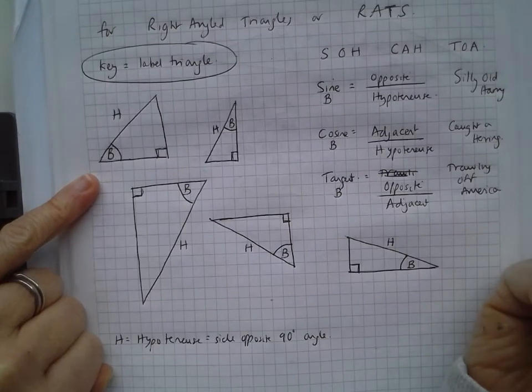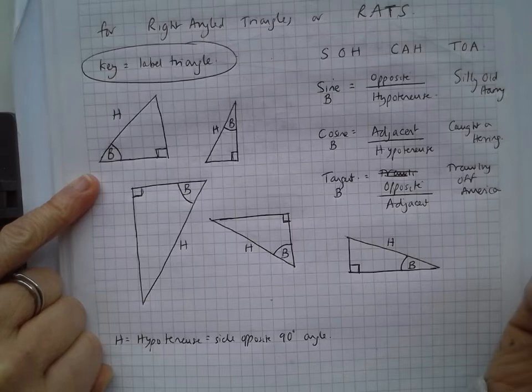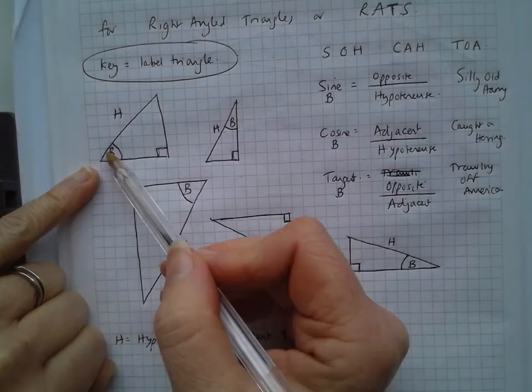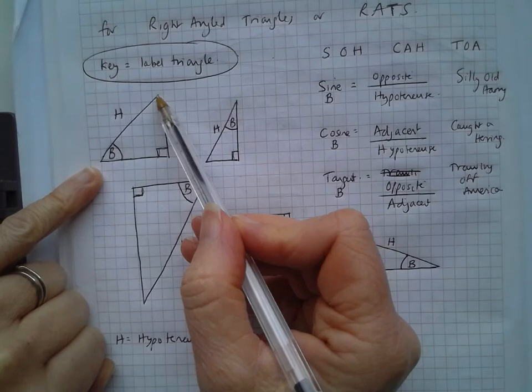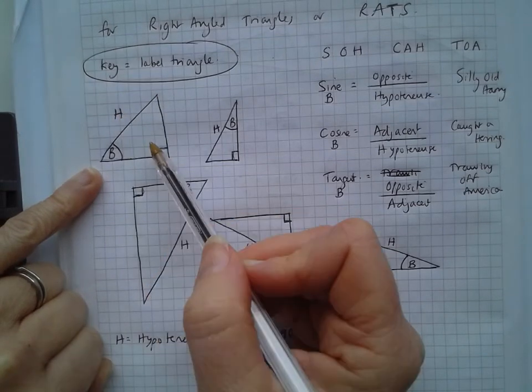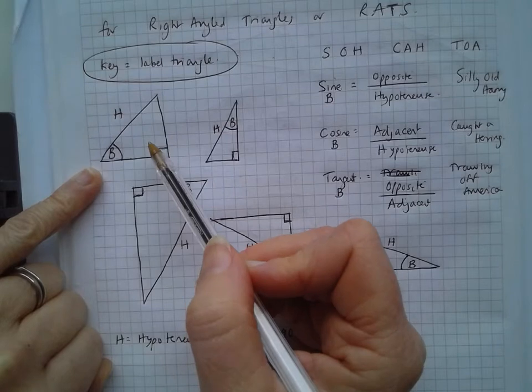Now, what does that mean? That means if I have this triangle here, this is my hypotenuse, I've got two other sides to fill in on this. One of them is the opposite and one of them is the adjacent. That means one of them is the side that is opposite side B.